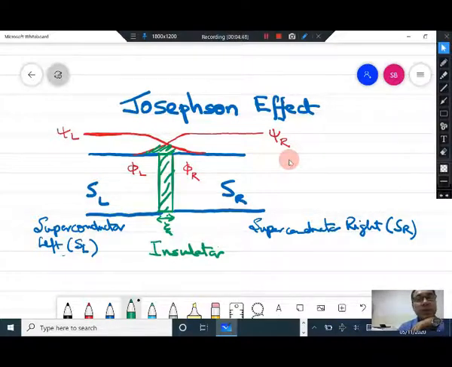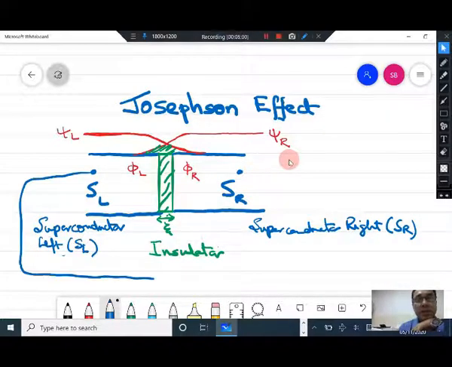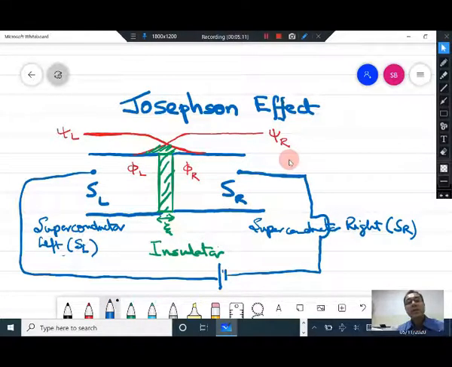So basically, we will connect these two superconductors with a voltage source, with a voltage V across them. Then let us find out the equations which govern this Josephson effect, where you have a current which can tunnel without any dissipation.